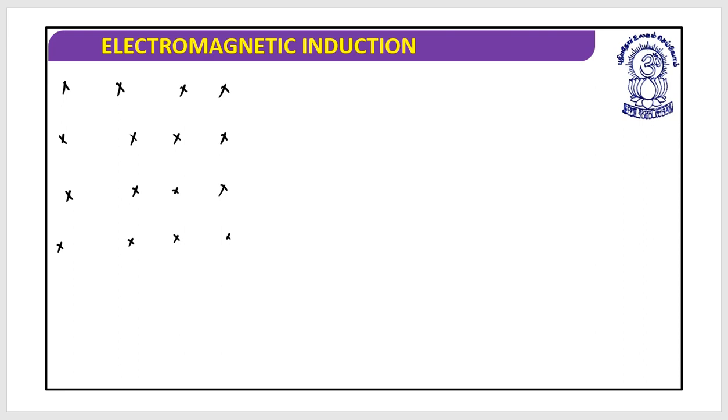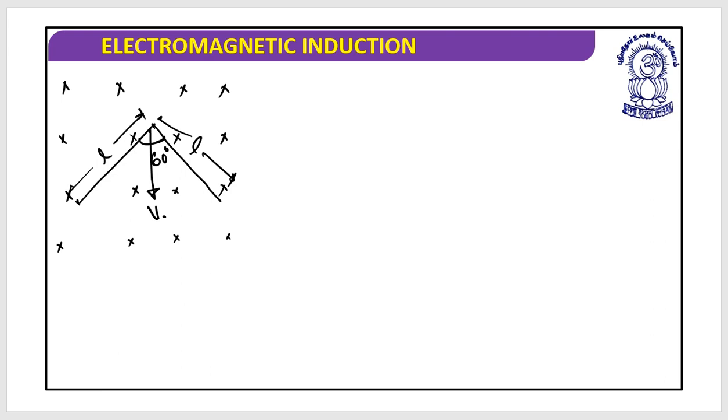Let's say that the conductor is something like this. This is the length L, even this is the length L, and this angle is 60 degrees, and let's say this is moving in this direction with speed v. So what would be the situation?